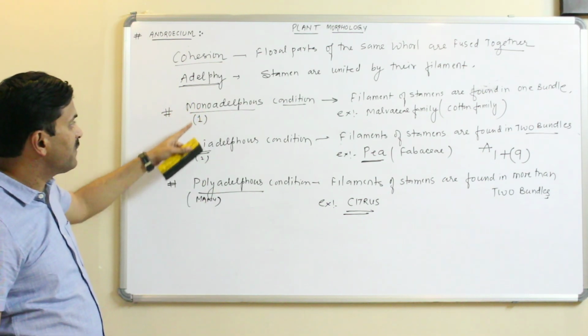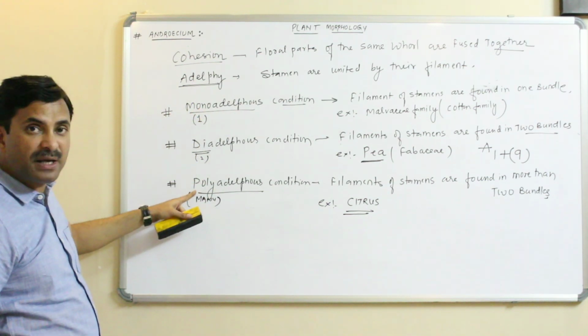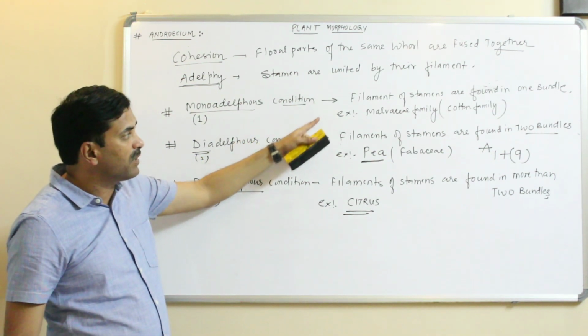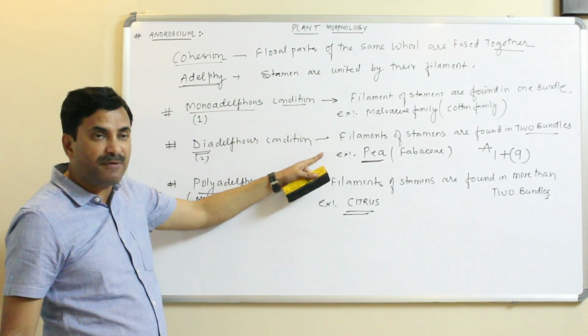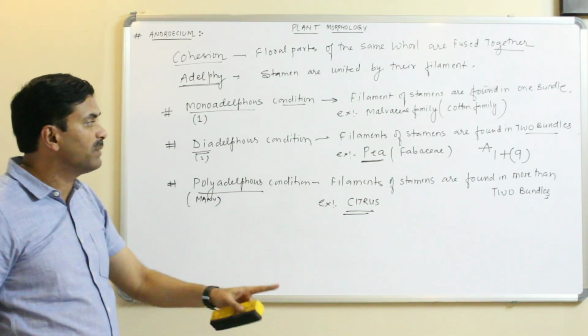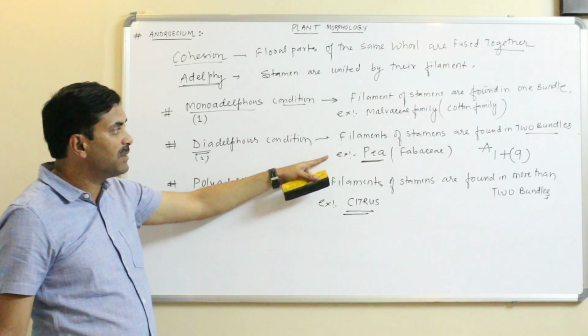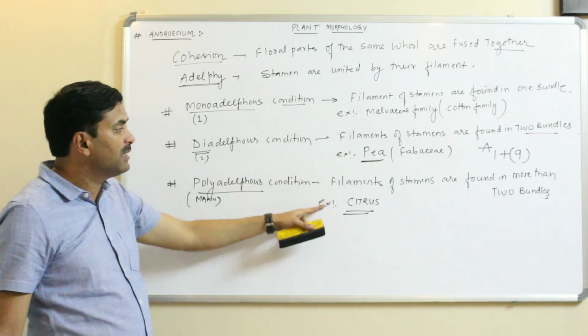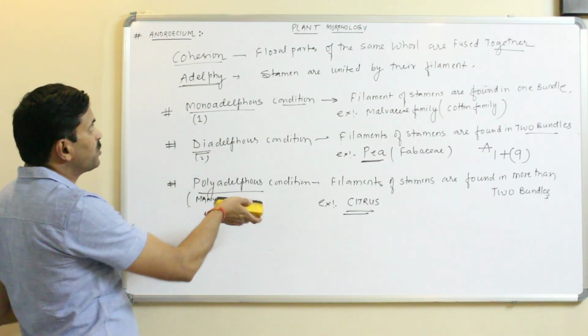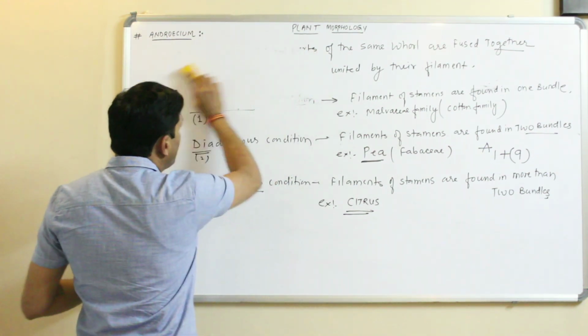So monoadelphous condition, diadelphous condition and polyadelphous condition. Here the filaments of stamens are found in one bundle, here in two bundles, and here in more than two bundles. The example here is the Malvaceae family, here the pea family, and here citrus. So this is all about adelphi. Now coming to the next one.